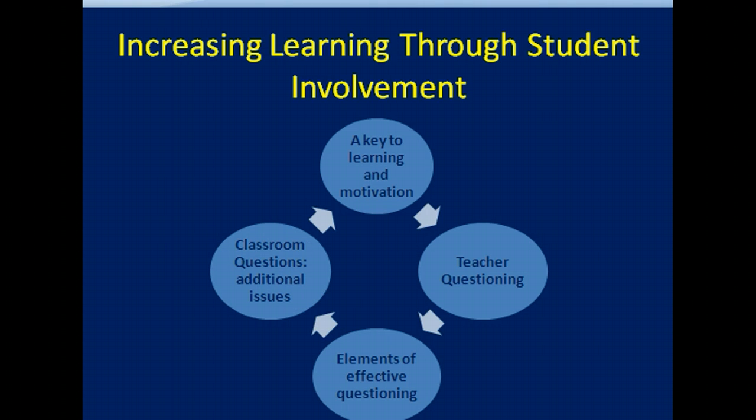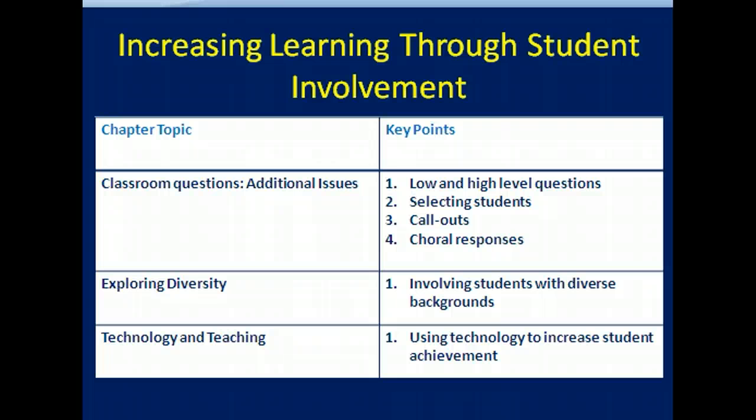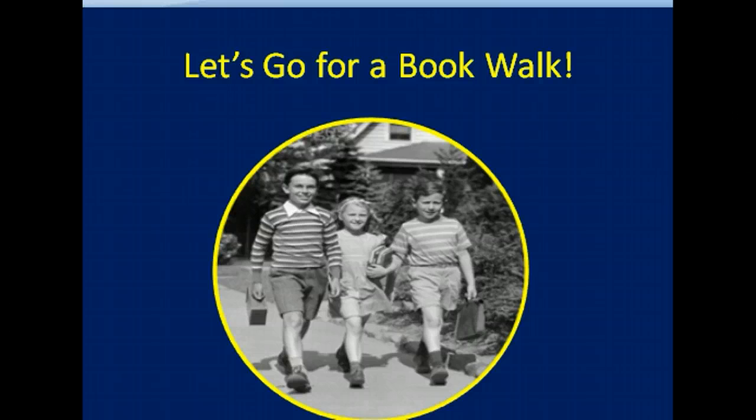And on slide 3, I have listed each chapter topic on the left-hand side, and on the right-hand side, key points related to each topic, so that you can get a good overview of what this chapter will be about by looking at slides 3 and 4. On slide 5 is a let's go for a book walk slide, and I would suggest that when you have an opportunity, you just skim through chapter 6 so that you see how that chapter is formatted and you see what topics will be covered in that chapter.